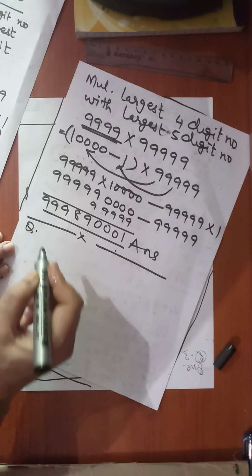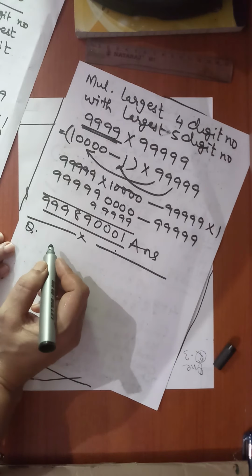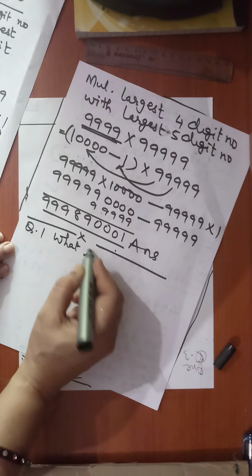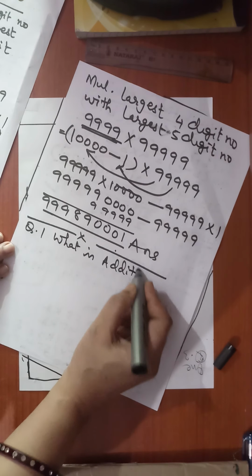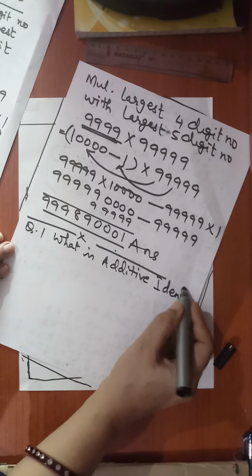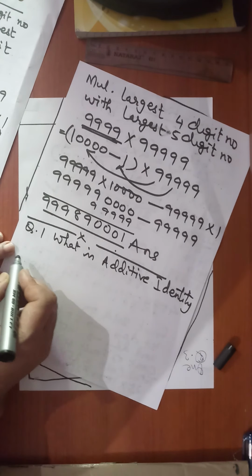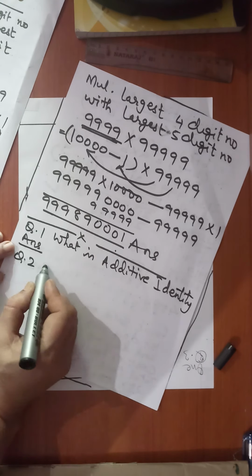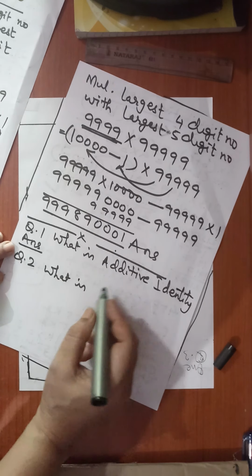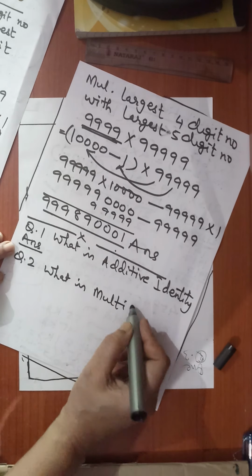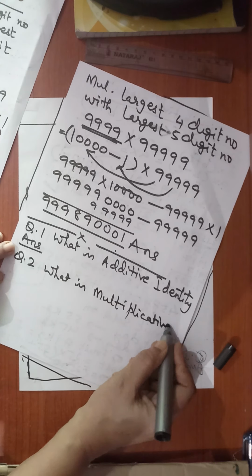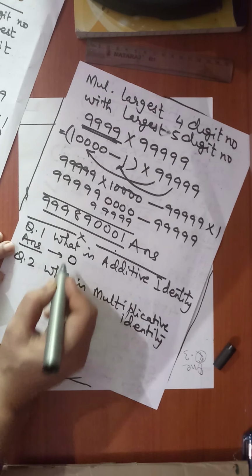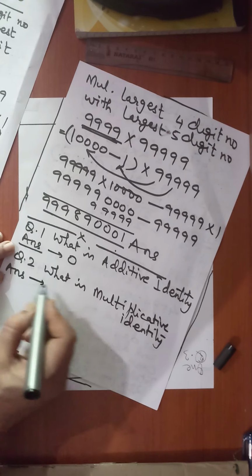One is there are questions based on these two words which we have missed. Question number 1, what is additive identity? This is the word which you will be coming across and which you don't know. So let us discuss this also. And question number 2, what is multiplicative identity? All right. Now the answer for this is 0 and answer for this is 1.